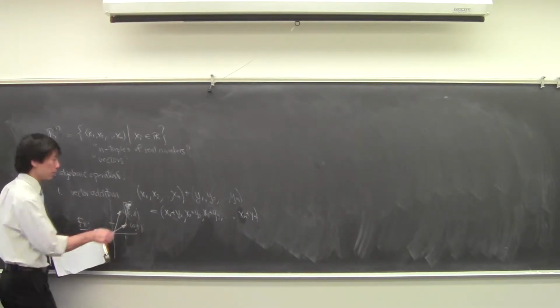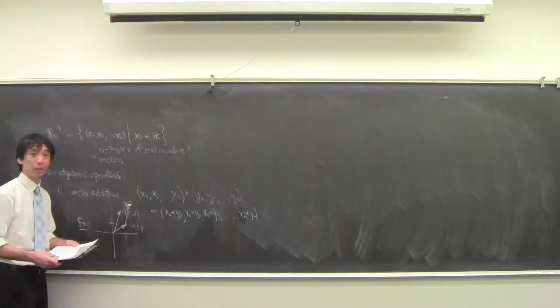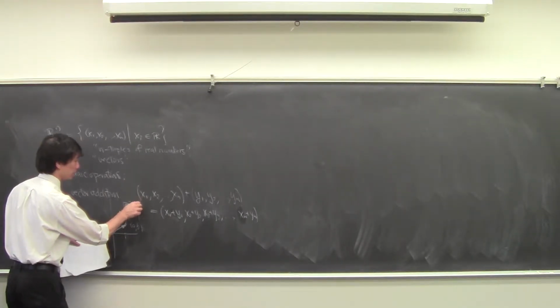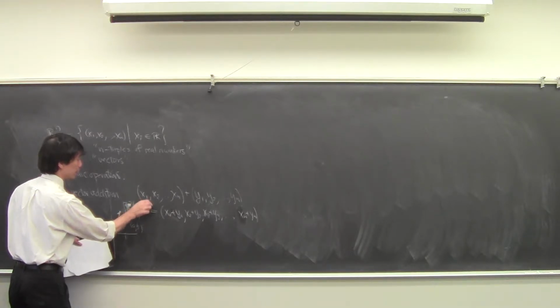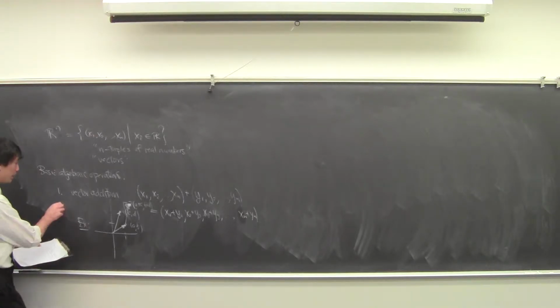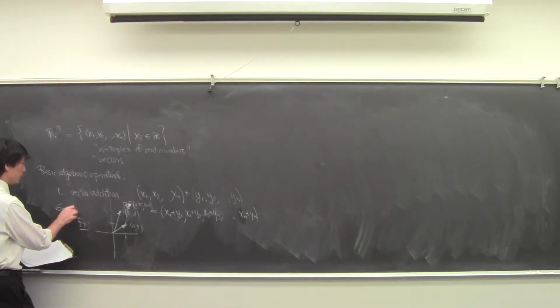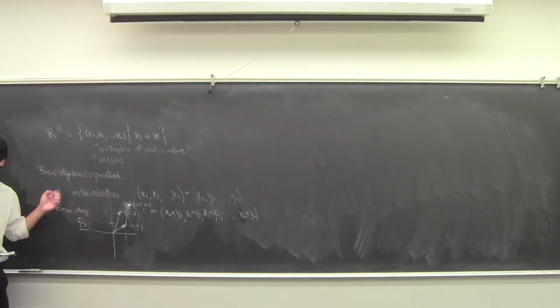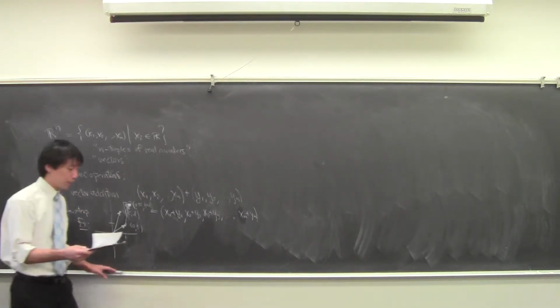Okay. So geometrically, that's what addition turns into. So this guy here is (a plus c, b plus d). Okay. So that's the geometric interpretation of what our addition is going to be. Okay.